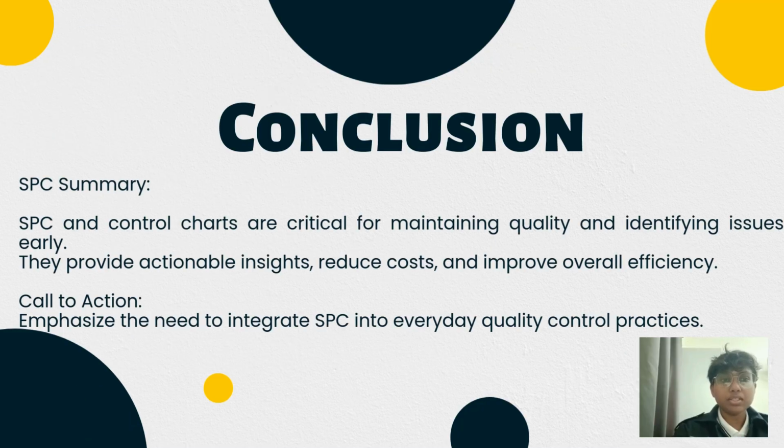To summarize, statistical process control is a vital methodology for maintaining process stability and ensuring quality. Control charts play a key role in identifying variations, reducing waste, and improving efficiency. By integrating SPC into our operations, we can achieve consistent quality, meet customer expectations, and reduce costs.